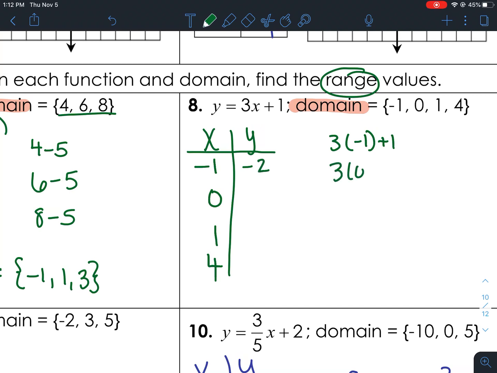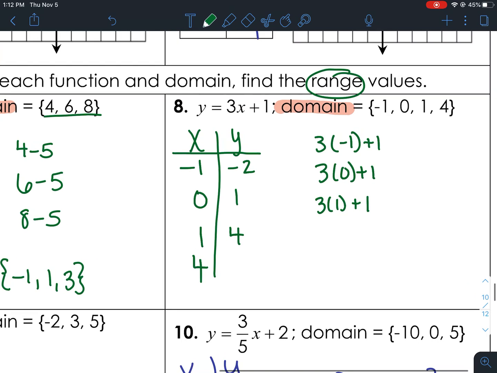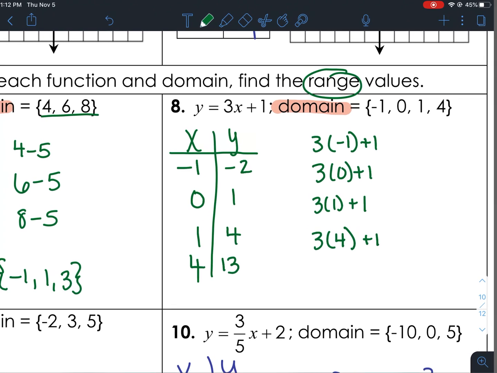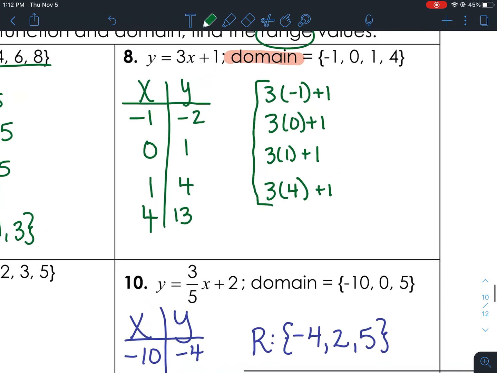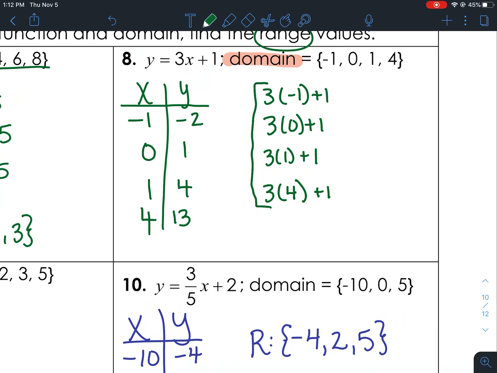Okay, now I'm going to plug in 0. 3 times 0 plus 1, that's just 1. Now we're going to plug in 1, so 3 times 1 plus 1, that gives me 4. 3 times 4 plus 1 gives me 13. And guys, don't feel bad if you have to use a calculator on any of these. No worries. I'd rather you get them correct and not have to struggle with that side math.